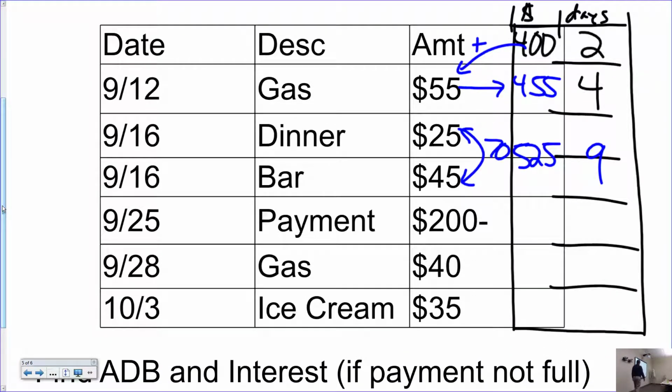What's my next number? It's a payment. What do you do with payments? Subtract, right? Because that's actually a debit instead of a credit. So what's my next number? 325, right. How many days did that number repeat? 3.